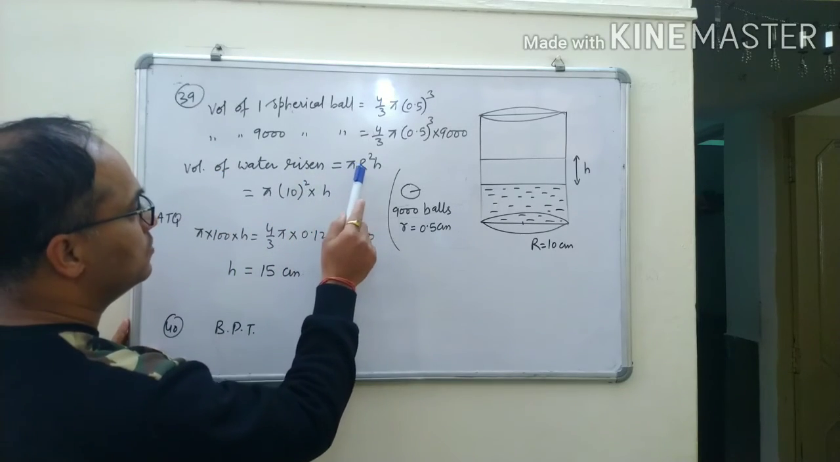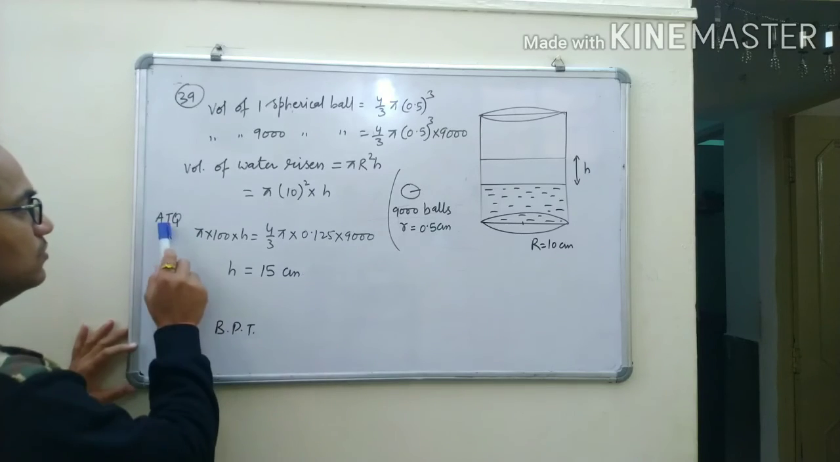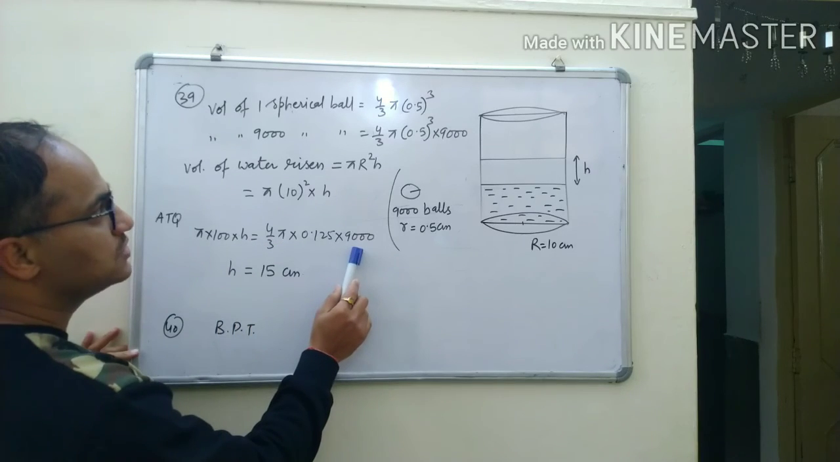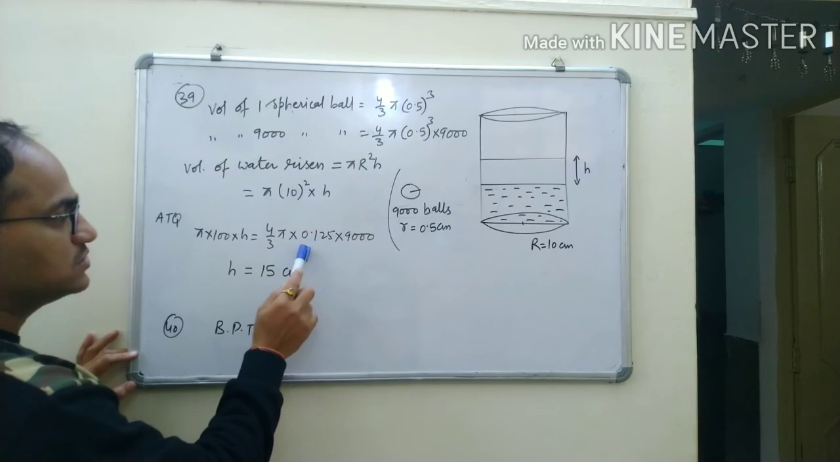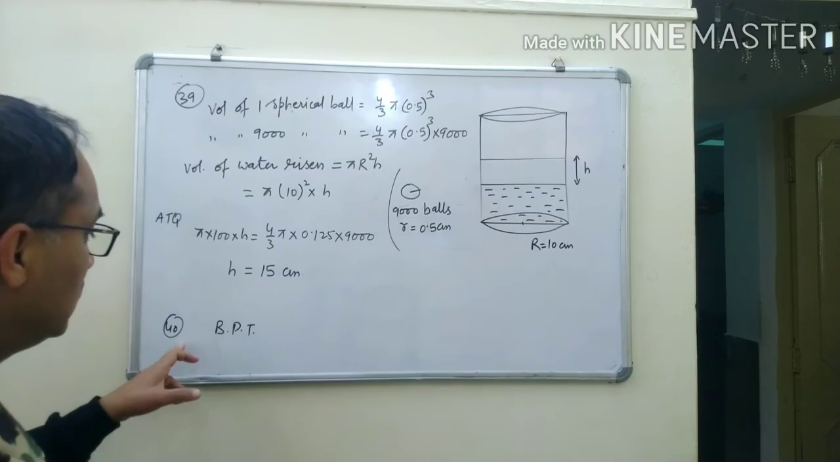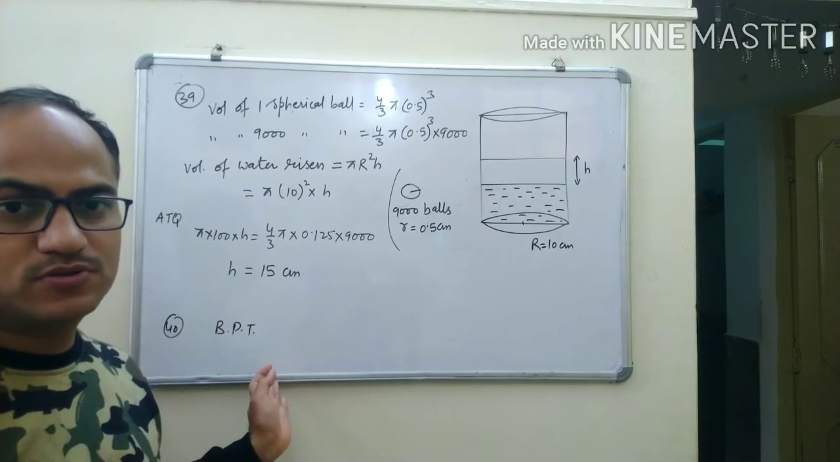Since we know the Archimedes principle, therefore according to that Archimedes principle and according to the given information in the question, the volume of 9,000 spherical balls is equal to volume of water rising in the cylinder. On solving we get h is equal to 15.